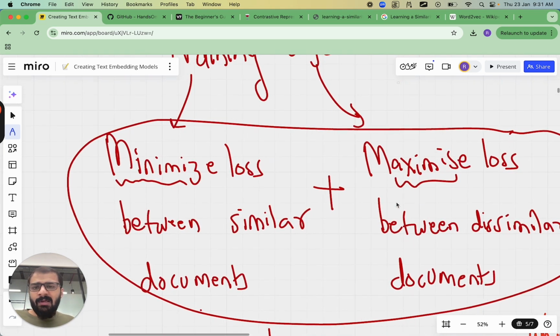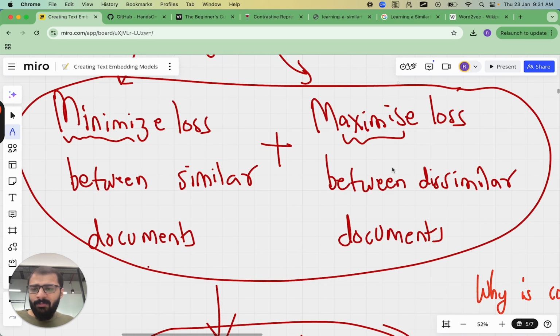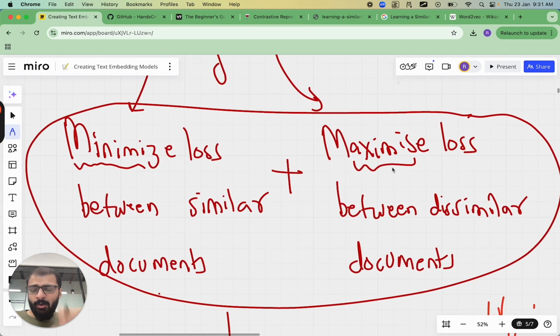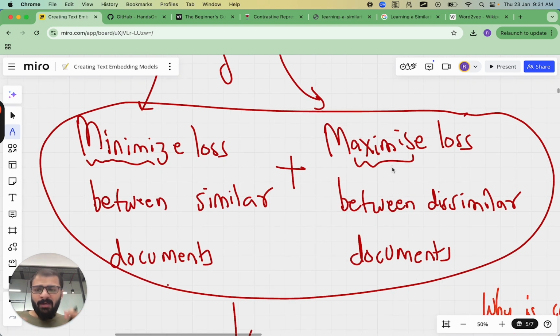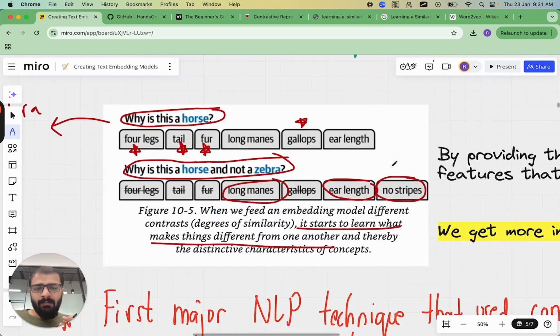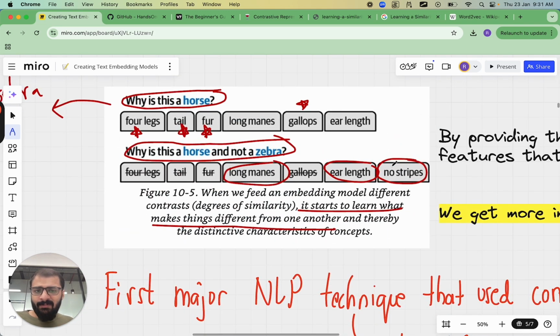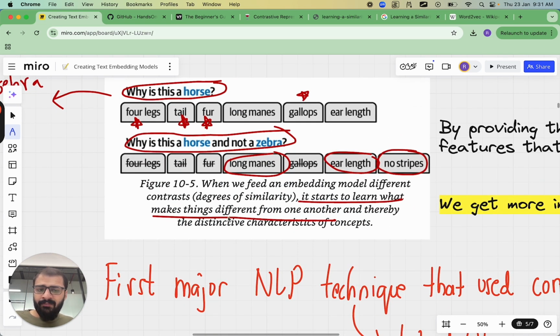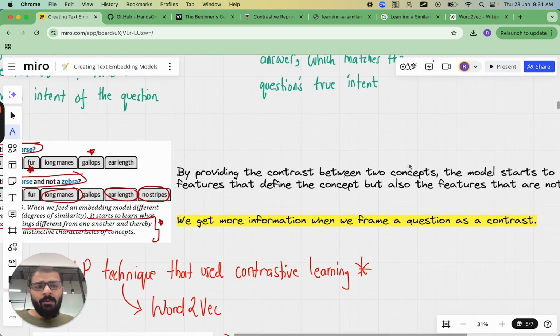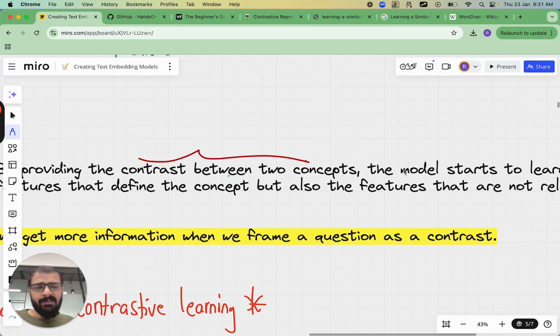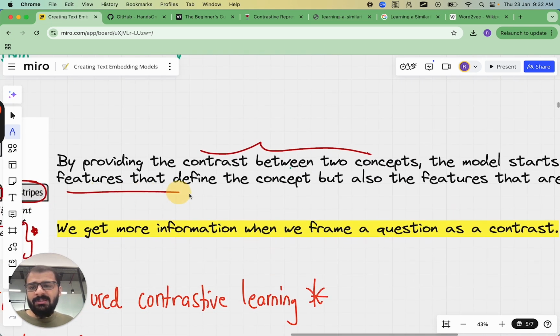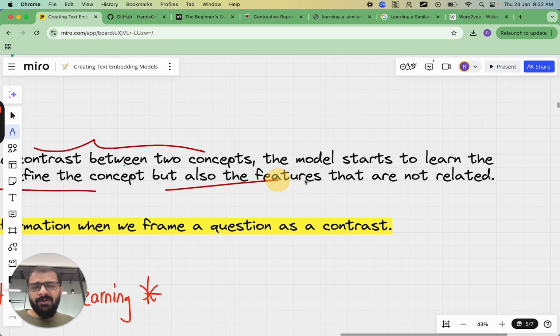We need to make sure similar documents are closer, but we also need to make sure dissimilar documents are farther. We need to give a contrast when training. We can show similar images, but we need to show dissimilar images also. And when we show similar as well as dissimilar images, the embedding model starts to learn what makes things different from one another, and that is why it starts to understand the distinctive characteristics of concepts. So by providing the contrast between the two concepts, the model starts to learn the features that define the concept, but also the features which are not related.